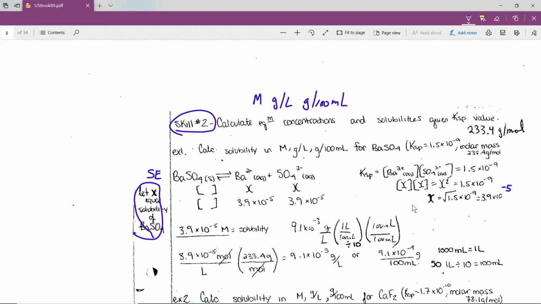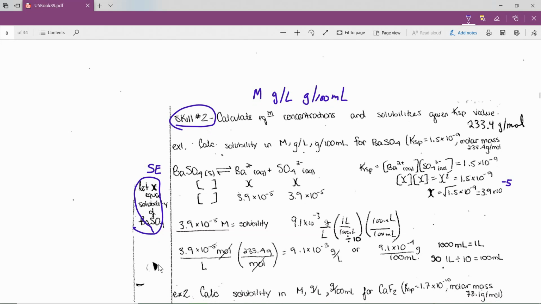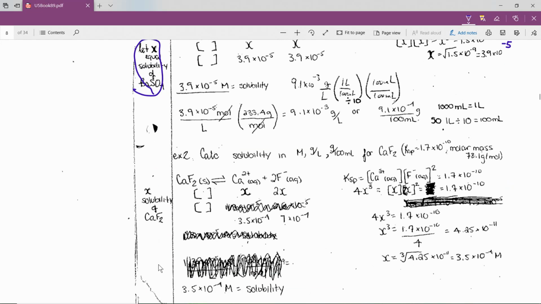Now to get that into grams per liter, you're going to just multiply by the molar mass, right? Over here, we have 3.9 by 10 to the minus 5 moles per liter times 233.4 grams per mole. So the moles cancel, and I'm left with 9.1 by 10 to the minus 3 grams per liter.